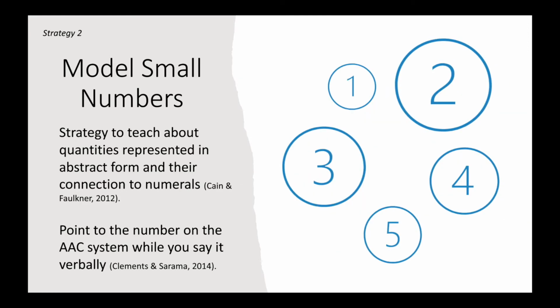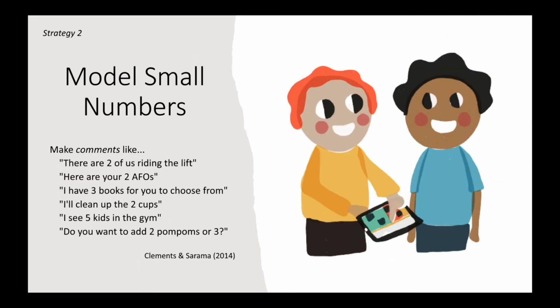Our next strategy is modeling small numbers. So this is a strategy to help students make that connection between quantities and numerals. So remember when we talked about the abstract form of the numeral and connecting it to the concrete? This is a way we can do that in our everyday life. We're just pointing to the numeral in their AAC system when we're talking about the quantity verbally. And we do this in a way where we're making comments. We're not asking questions. It's not a quiz, but we can make comments about these small numbers as they come up in our everyday life.